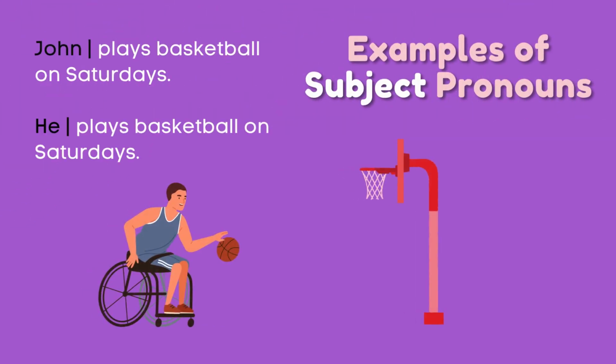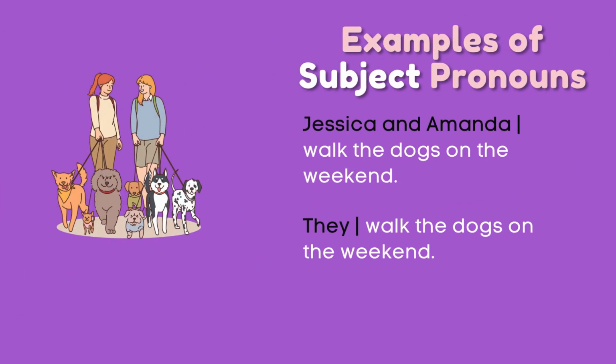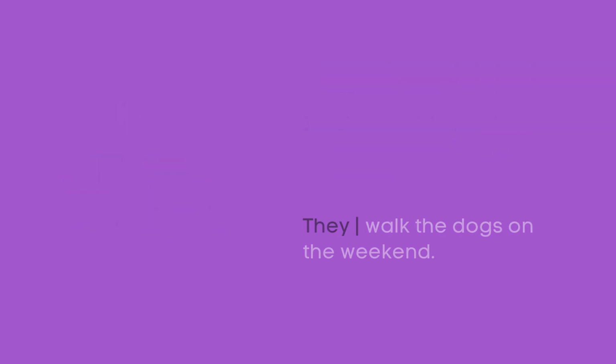John plays basketball on Saturdays. John is the subject. He plays basketball on Saturdays. He, John, is doing the action, plays. He is a subject pronoun. Jessica and Amanda walk the dogs on the weekend. Jessica and Amanda are the subject of the sentence. They walk the dogs on the weekend. They do the action, so they are a subject pronoun.